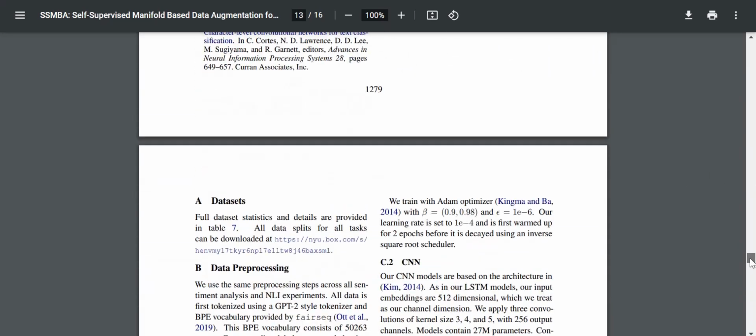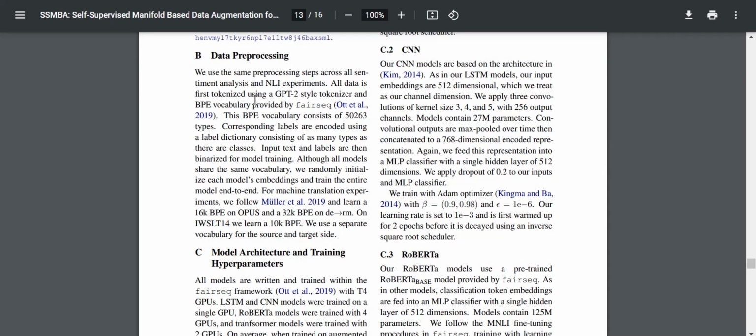So let's have a look at their data pre-processing. All of this is tokenized using a GPT-2 style tokenizer and byte pair encoding vocabulary provided by FairSeq. The BPE vocabulary consists of all of these things. Alright, input text and labels are then binarized for model training. Although all models share the same vocabulary, we randomly initialize each model's embeddings and train the entire model end to end. Also for machine translation, we follow this work and learn a 16,000 byte pair encoding on Opus and 32,000 byte pair encoding on DARPA. On IWSLT 2014, they learn a 10,000 byte pair encoding. We use a separate vocabulary for the source and target set.